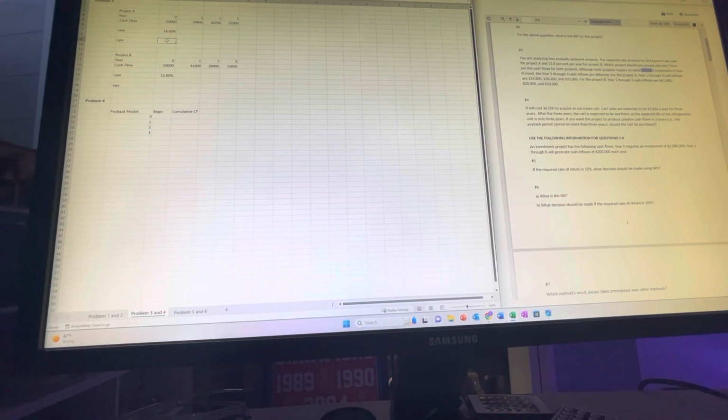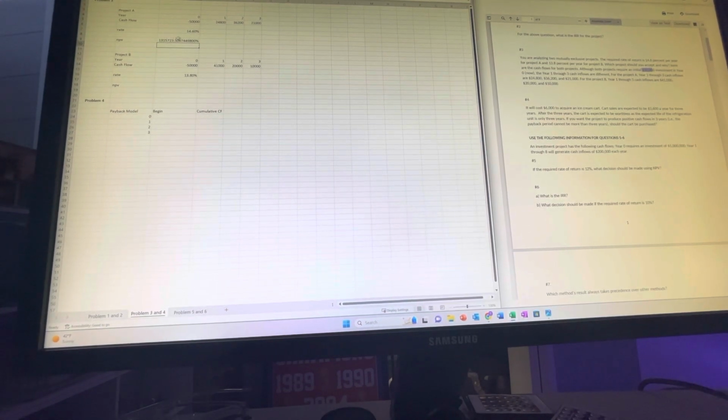NPV. So for project A, we will use the NPV function. Similar to projects 1 and 2, we have our rate, comma, years 1 through 3, close the parenthesis, and then add the year 0 cash flow. So this is a very long number. This should be a number like 13,157.24 cents. I don't know what's up with my spreadsheet, but that's totally fine.